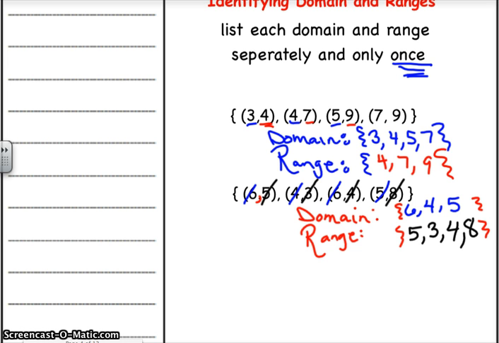Domain and range. Identifying domain and range. One of the main learning targets. A huge learning target on MCAs and 8th grade standards. Huge power standard. So you have to make sure that you know domain is x, range is y. And it's not too bad, right? I mean, the process is pretty decent. Just list the x, list the y, do not repeat them.